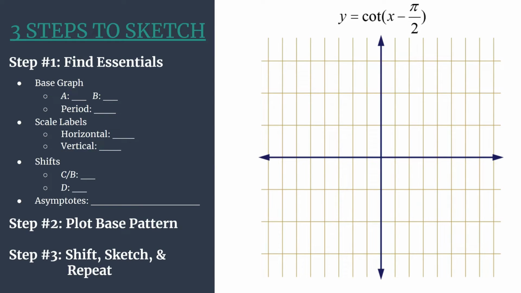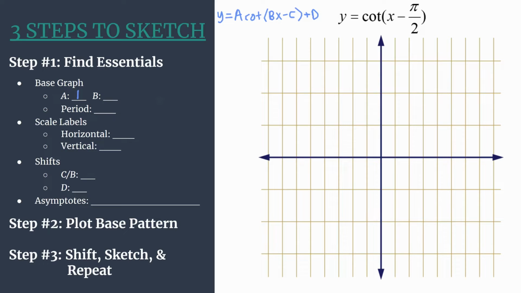All right, so as we get started, remember that our general form shifted cotangent equation is A cotangent of bx minus c plus d. So that'll help us when we get everything organized. All right, so now for step 1, when we find our essentials, our base graph, we want to identify A and B. So first we'll do A, the understood leading coefficient in front of cotangent is a 1.